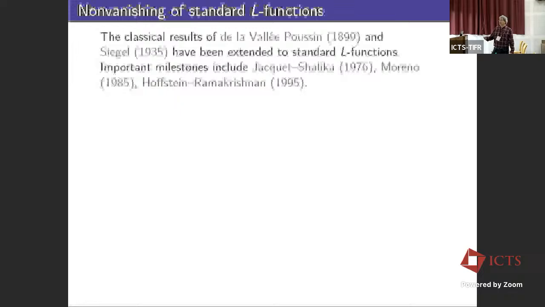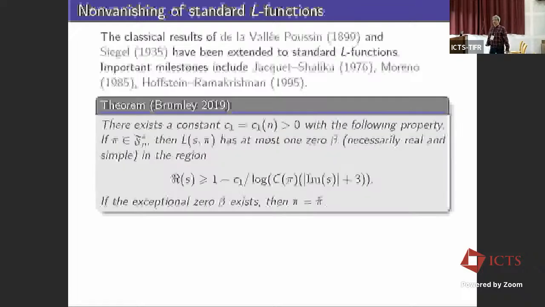So here I collect some of these results. The first general non-vanishing result for L(s, pi), the standard L function, was established by Jacquet and Shalika, and then under some assumptions, fairly general results have been established by Moreno and Hoffstein-Ramakrishnan. But as far as I know, the first written general account of the standard zero-free region for L(s, pi) follows from a more general result for special Rankin-Selberg L functions by Brumley in 2019, and it reads as follows.